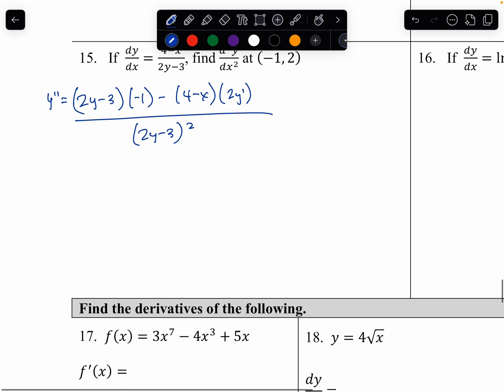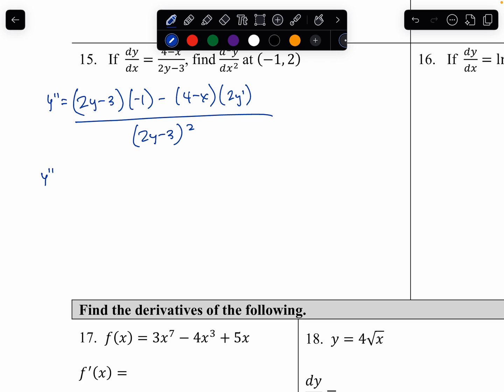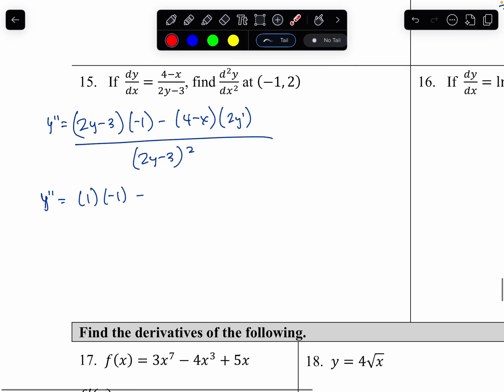So we'll plug in our values. We're going to plug in 2 right here. We'll get 4 minus 3. We're going to get 1 times negative 1 minus. So we're going to plug in negative 1 right here. So it's going to be 5 altogether. Times 2 times y prime.